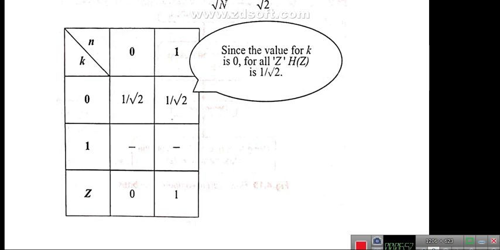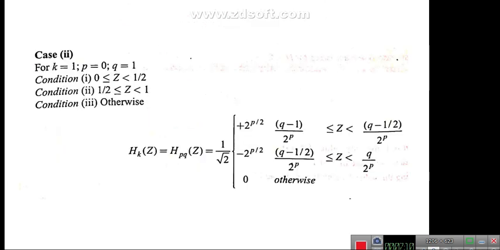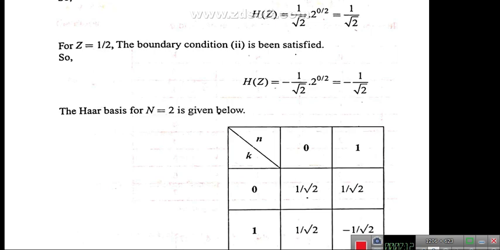So now k and n for 0, 0 and 0, 1 combination, the Haar transform matrix is, for 0, 0 and 0, 1: k is 0 means 1 by root 2, 1 by root 2, otherwise 1 by root 2 times 1 and minus 1. Okay. So here the outside coefficient is 1 by root 2. So just multiply 1 by root 2, here minus 1 by root 2. So the final Haar basis function is 1 by root 2, 1 by root 2, otherwise 1 by root 2, minus 1 by root 2. So this is the Haar basis for n equal to 2.